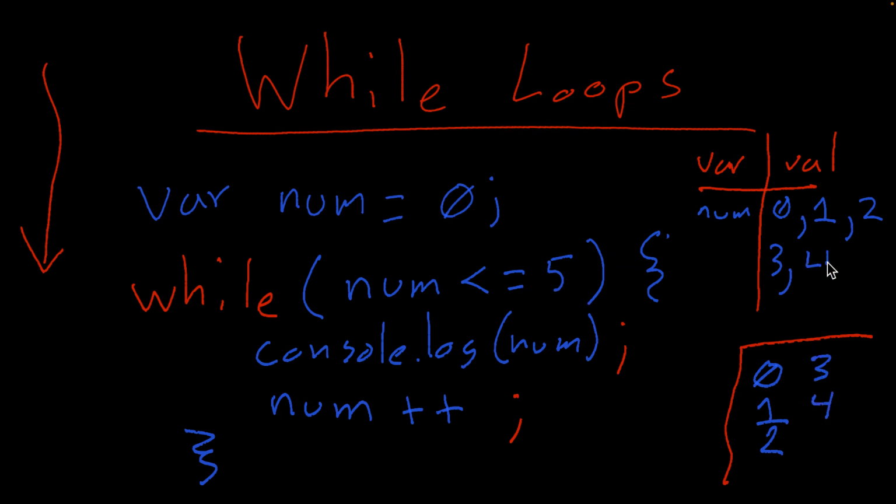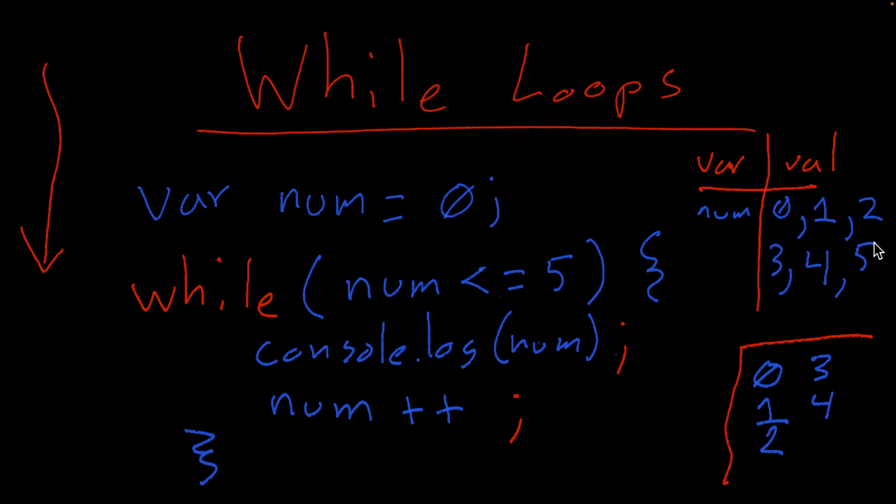Move to 4. Still move it down. Yep, 4 is less than or equal to 5. So we continue: console log num. Then add again. Oh, I think I didn't add it last time, right? So we console logged it already. Did we add it? No. So then we have to add it.